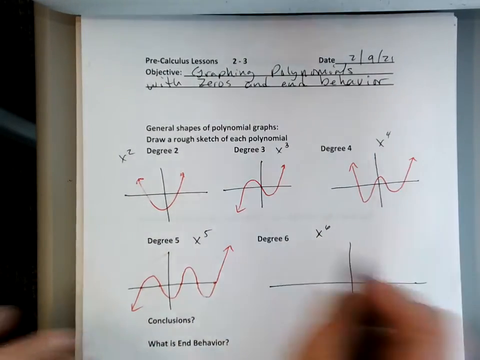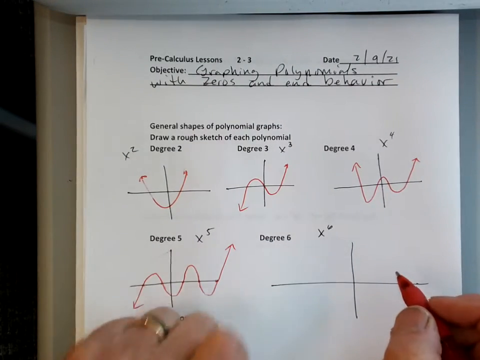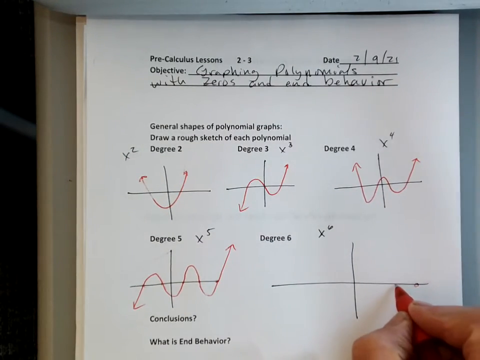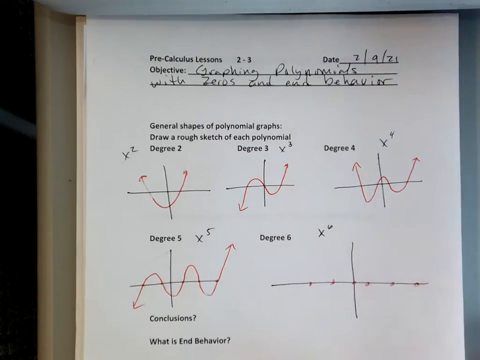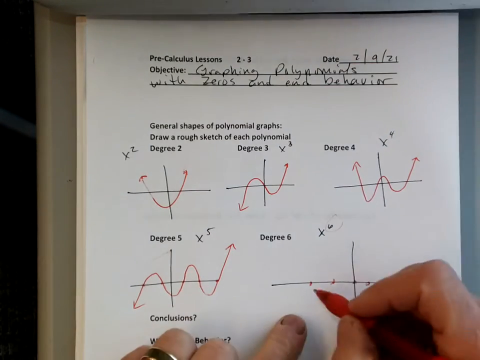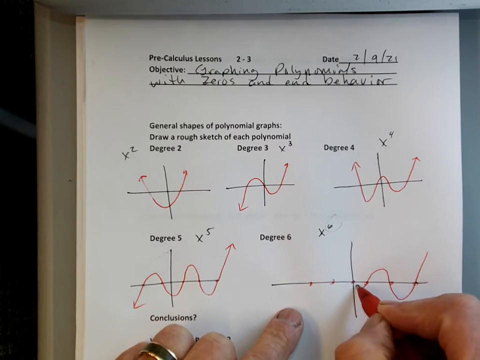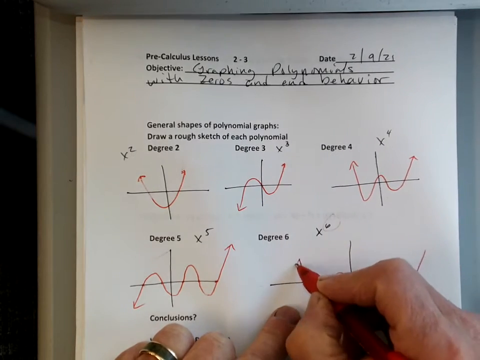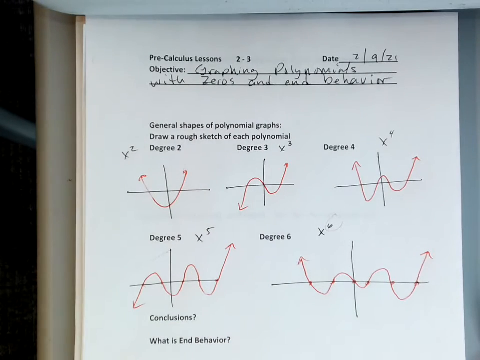So before I graph this, here's what I know it could look like. It could have 6 x-intercepts, right? So I'm going to go 1, 2, 3, 4, 5, 6. I mean, you see that generalization? If it's got x to the 6, it could have 6 real zeros. So it could look like this, right? And then, you know, the thing goes and so on and so on, okay? There you go.